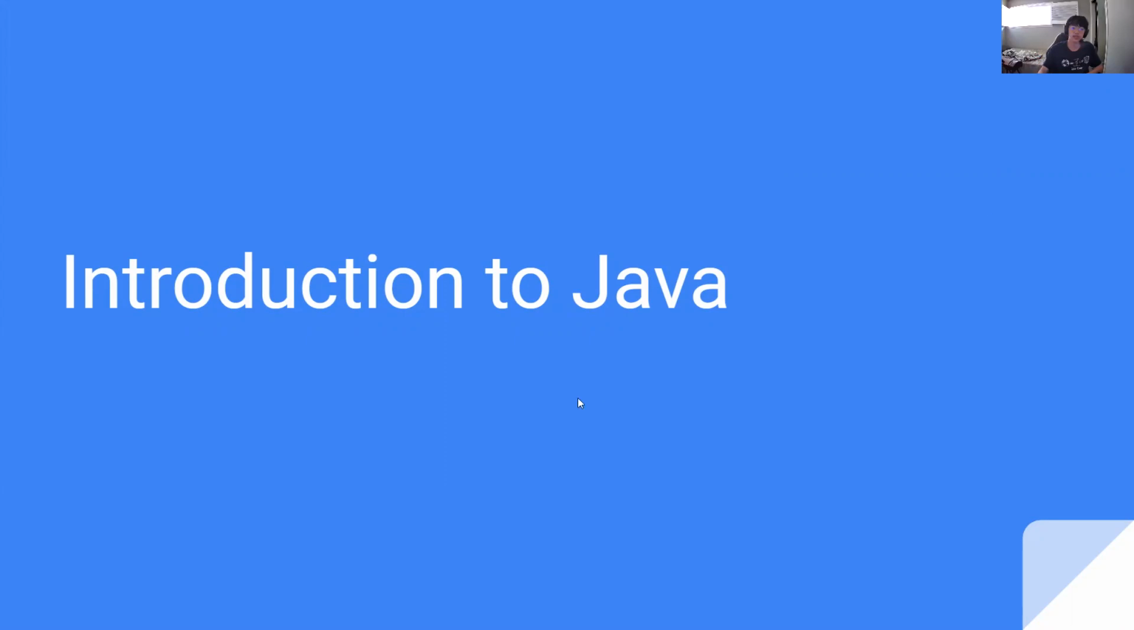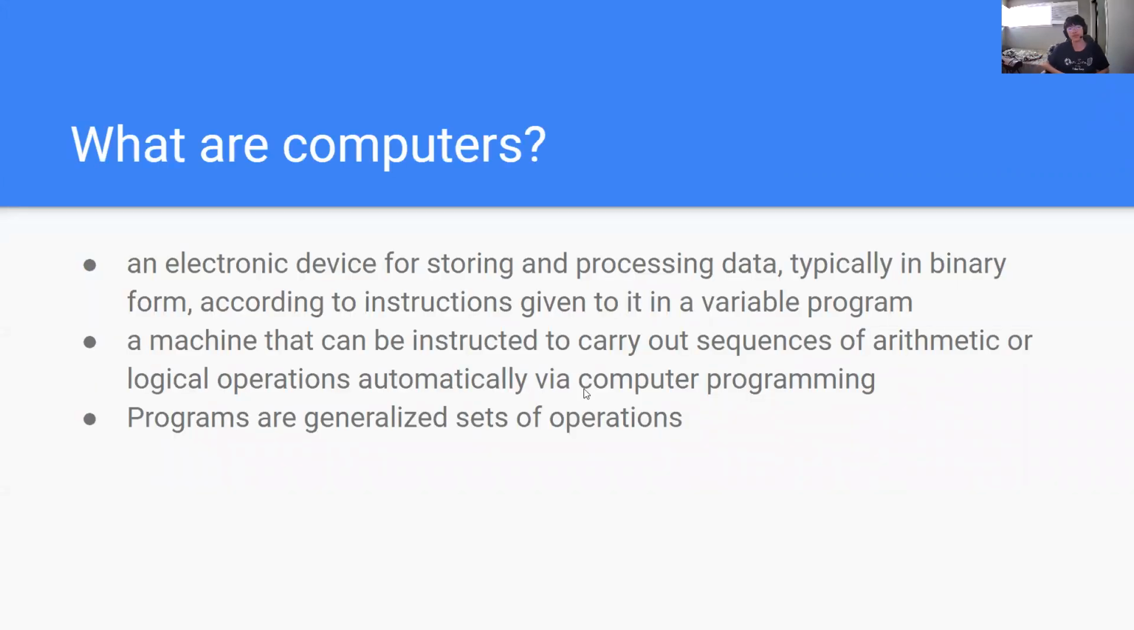So let's proceed. What are computers? A computer, if you don't know already, is an electronic device for storing and processing data, typically in binary form, according to instructions given to it in a variable program. Now all this sounds very complicated, doesn't it? Don't worry about that, because everything will be explained. So, an electronic device for storing and processing data.